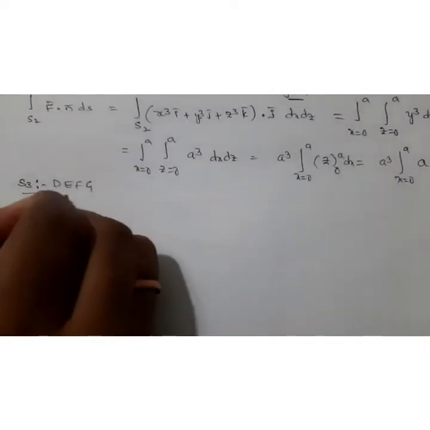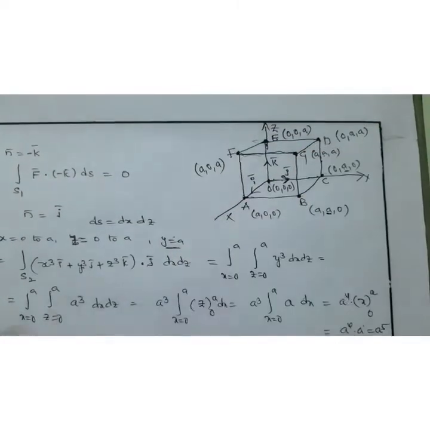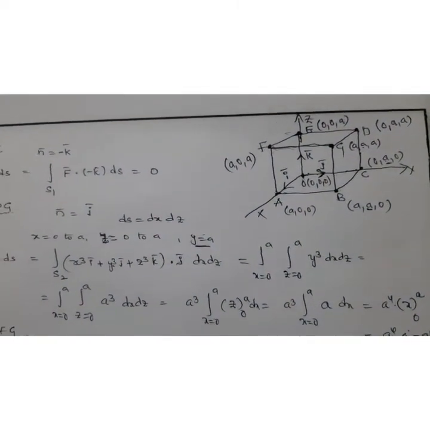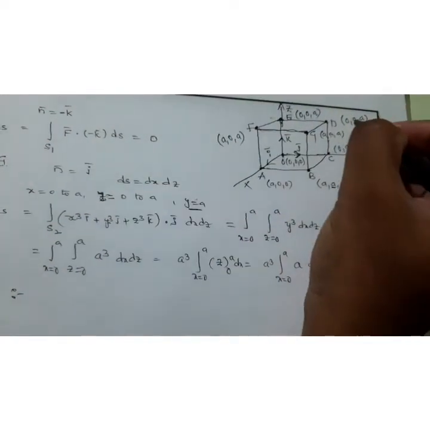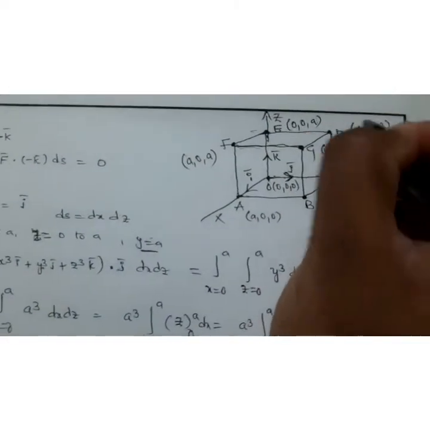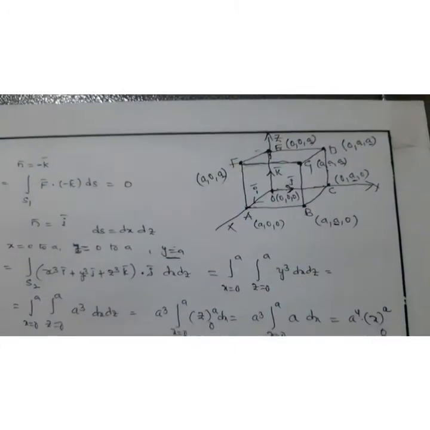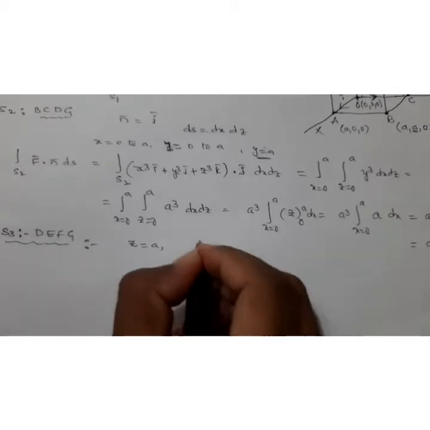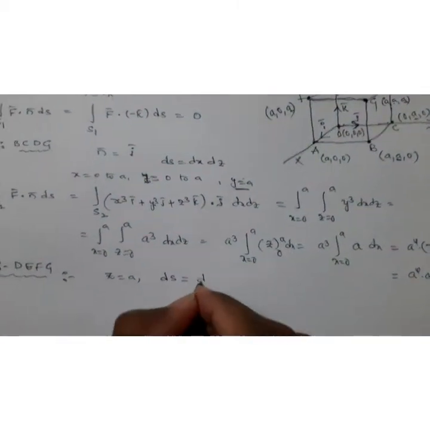DEFG is the third surface. Here, what is the z value? Observe these 4 points. D, z value is a. Here also a. Here also a. Z is equal to a, and the plane ds is exactly opposite, dx dy.